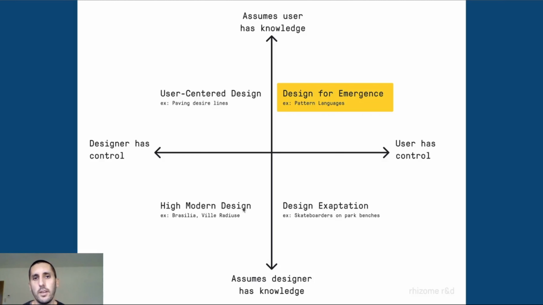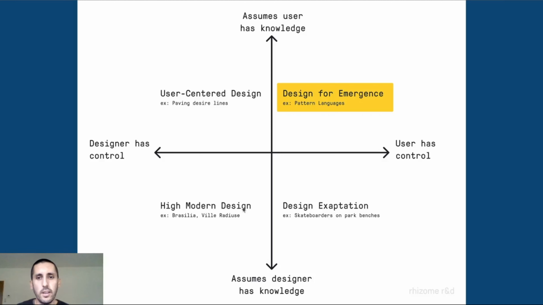This person classifies design in a quadrant with two axes. The vertical one is whether the designer assumes the user has no knowledge or has knowledge, and the horizontal one is whether the designer has control or the user has control. On the bottom left, we have high modernist design. If you're interested in this, you can read the book Seeing Like a State, which I have, but I cannot find. If you're interested in user-centered design, on the top left, you can read the book The Design of Everyday Things. I hope you can see that.